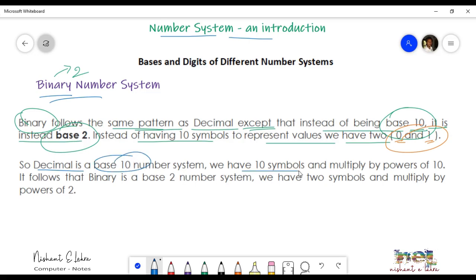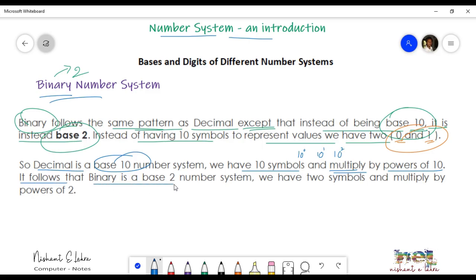We have 10 symbols and multiply by powers of 10, like 10 to the power 0, 10 to the power 1, 10 to the power 2.